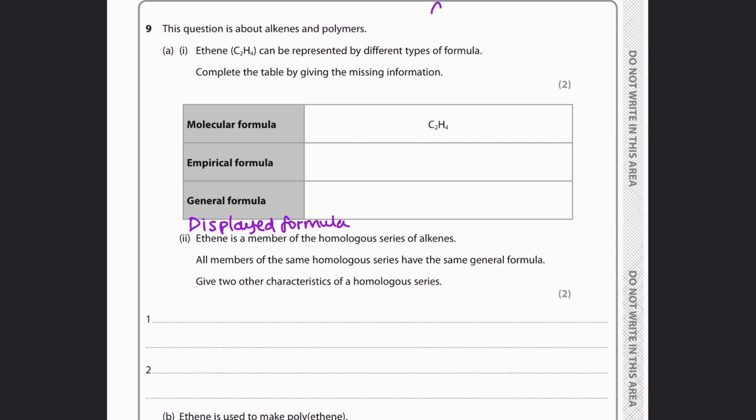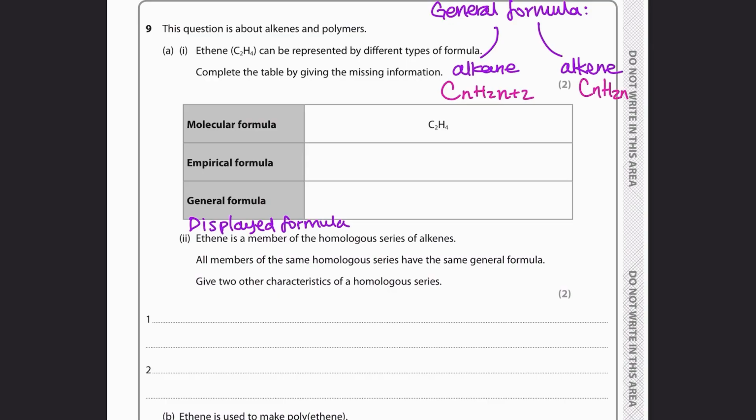For general formula, you need to know the general formula for alkanes and alkenes. For alkanes, it is CnH2n+2. And for alkenes, it is CnH2n. So since this is an alkene, the general formula would be CnH2n.